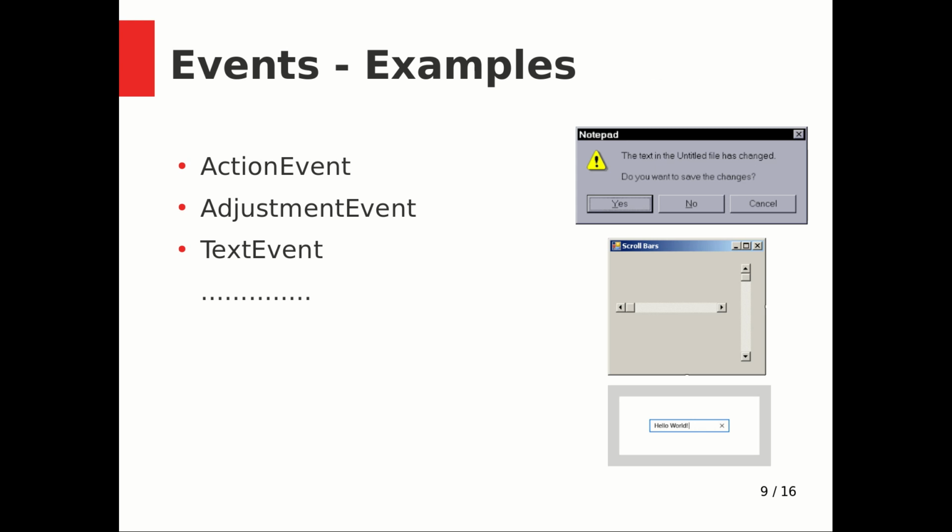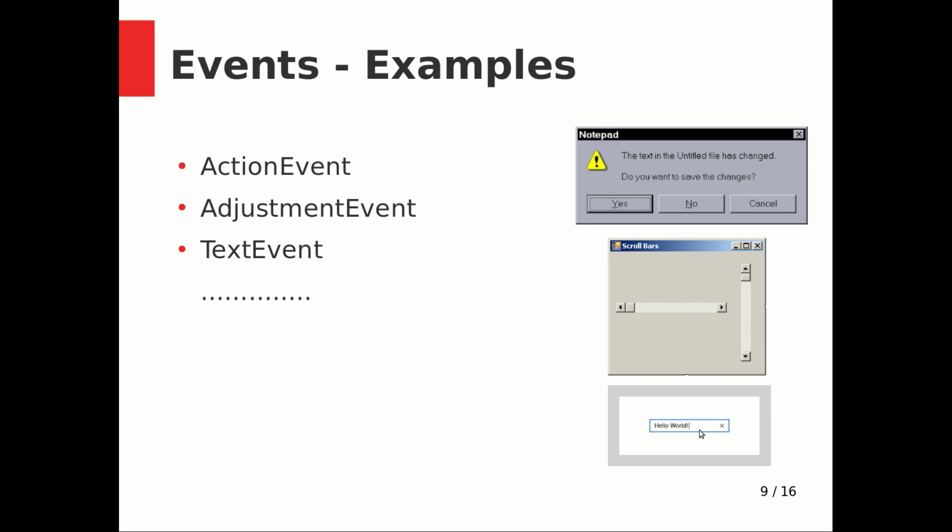Here we have some examples of events. We have action event, adjustment event, and text event. The action event corresponds to clicking an action button or a command button. The adjustment event corresponds to moving the scroll bars in a layout, and a text event occurs when we change the text in a text box or text area.